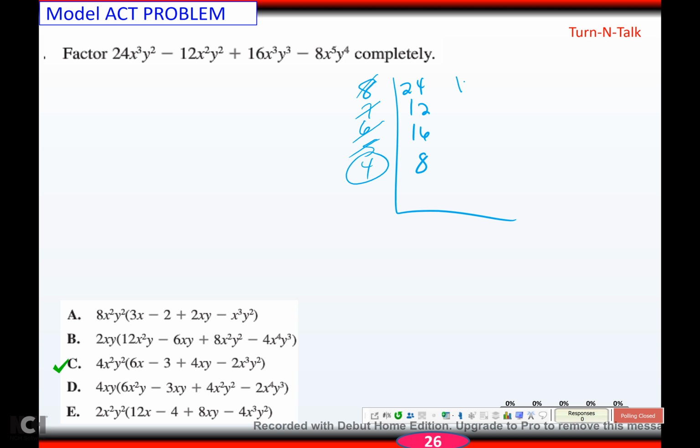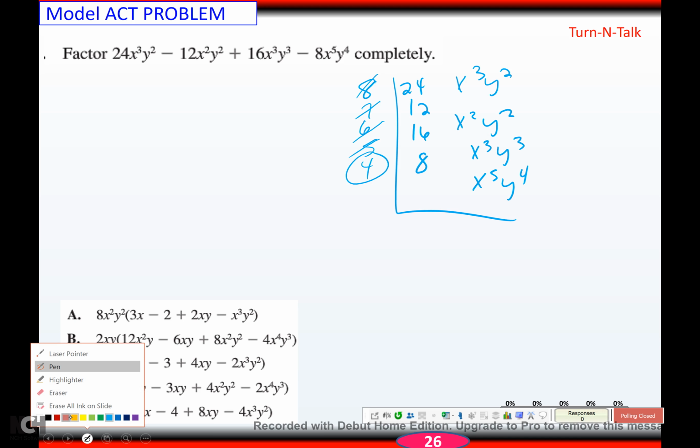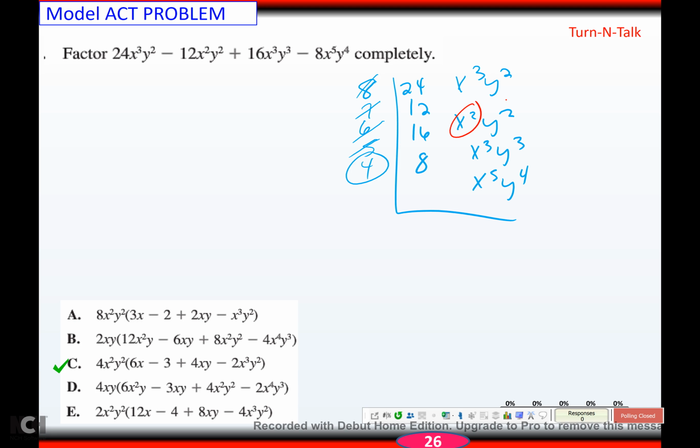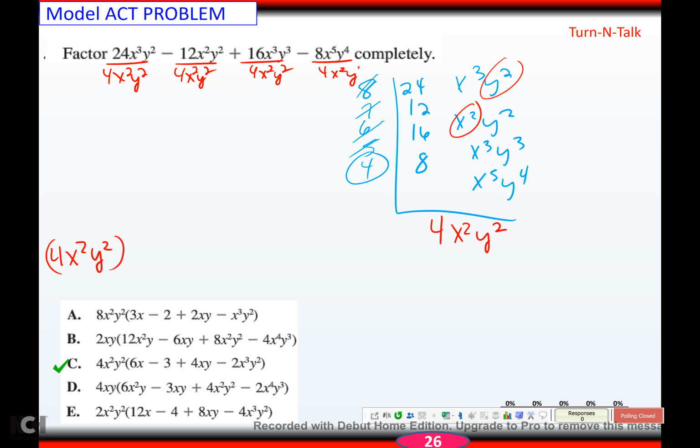And then my letters, I've got x cubed y squared, x squared y squared, x cubed y cubed, x to the 5th, y to the 4th. So I'm taking the smallest x and the smallest y, which are going to be squares. So my GCF is 4x squared y squared. To get what's left, I'm going to divide each term by 4x squared y squared.